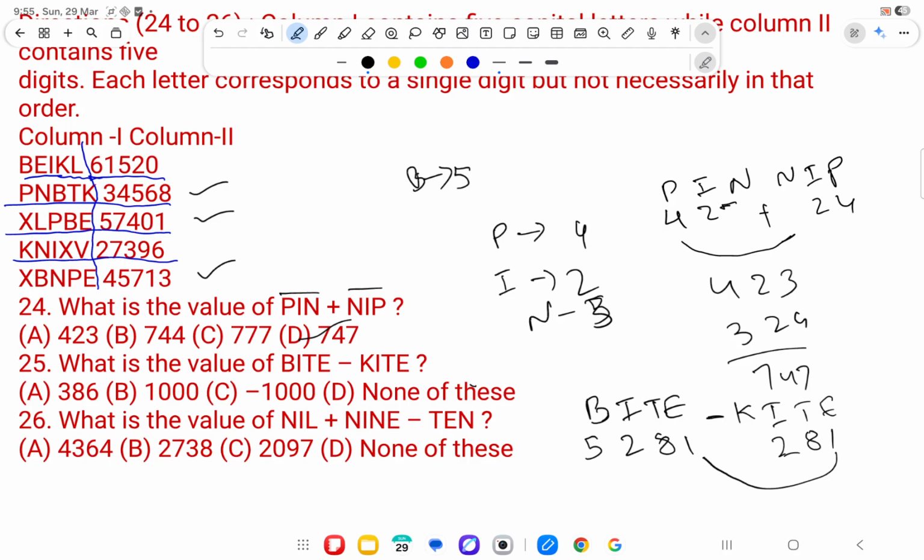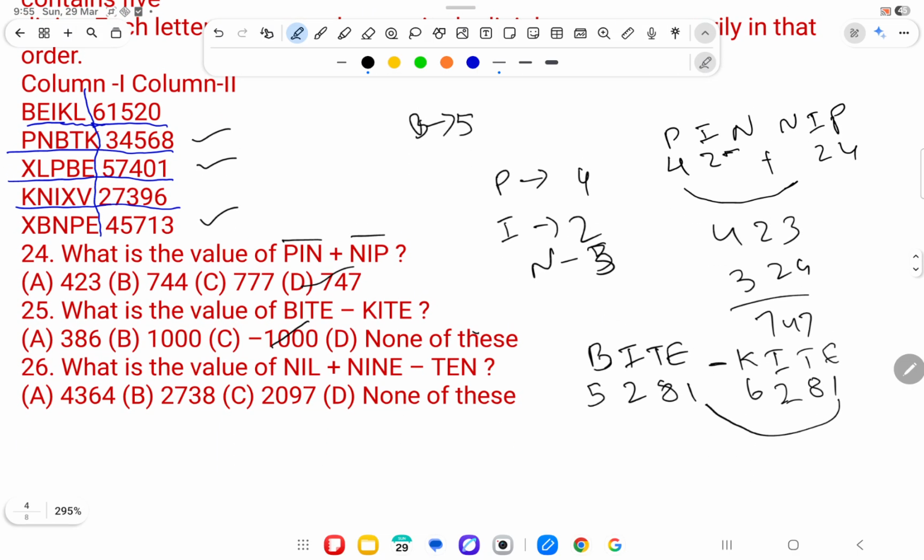Then K must be 6. K can be 6. K is repeated in 1, 2 and 4. Other than 6, is any other repeated? 1, 5. 5 is for B. So minus 1000 only. K is for 6. So minus 1000. Then what is the value of NIL and 9?